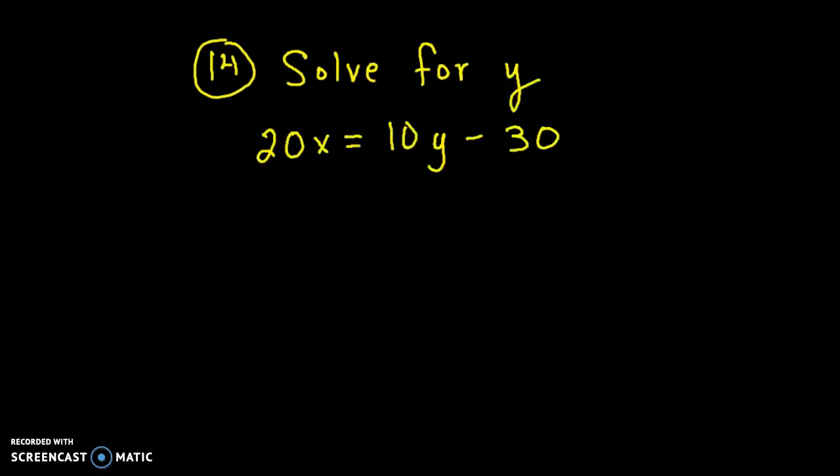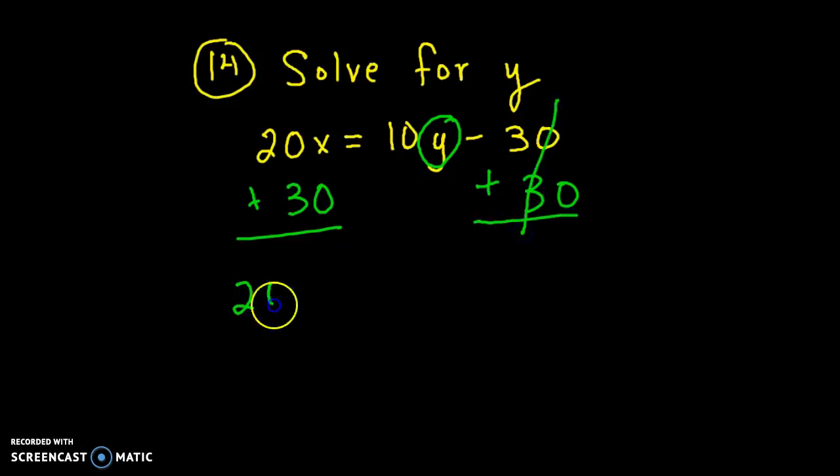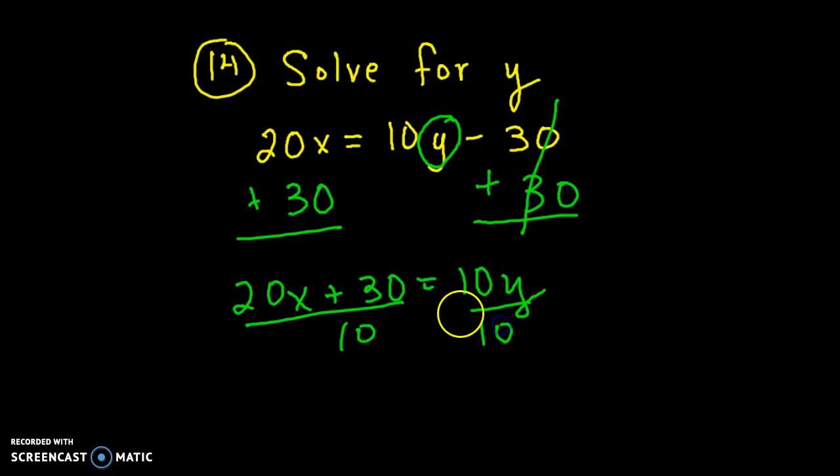And the last one, we've got number 14. We're solving for y. So let's add 30 to both sides. Again, be careful, these aren't like terms. So 20x plus 30 is equal to 10y. And now we're going to divide both sides by 10. When we do that, we've got 2x plus 3 is equal to y. I just simplified. 20 divided by 10 is 2. 30 divided by 10 is 3. So y is equal to 2x plus 3.